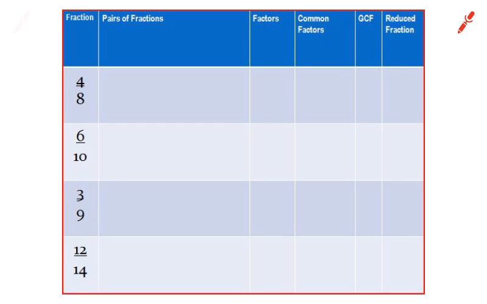Okay, next one, 6 and 10. Ashley, what are our pairs of factors for 6? 1 times 6 and 2 times 3. Bella, what are our pairs of factors for 10? 1 times 10 and 2 times 5. Good.